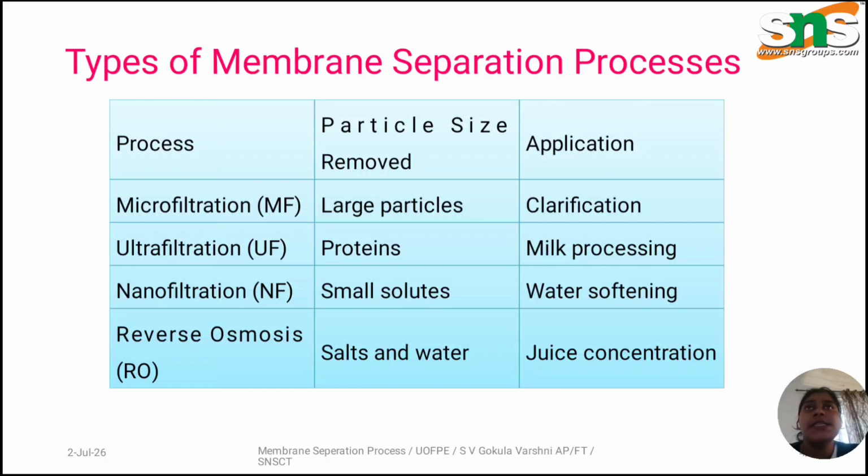The third one is nanofiltration, which removes small organic molecules and multivalent salts. It is commonly used for water softening and partial demineralization. Finally, reverse osmosis has the smallest pore size. It removes almost all the dissolved salts, leaving only water molecules, making it suitable for juice concentration, milk concentration and water purification. As the pore size decreases, the separation becomes more selective, but the operating pressure required becomes higher.